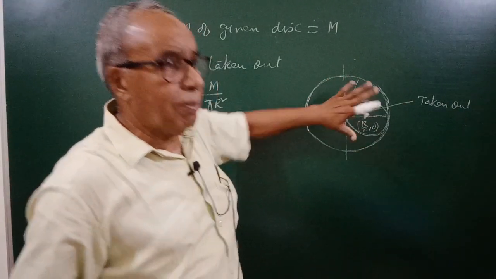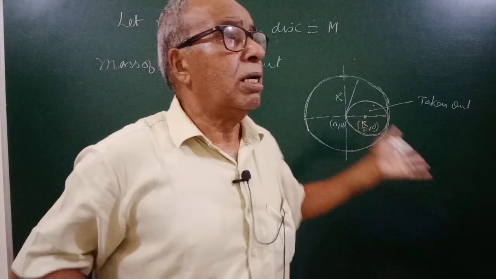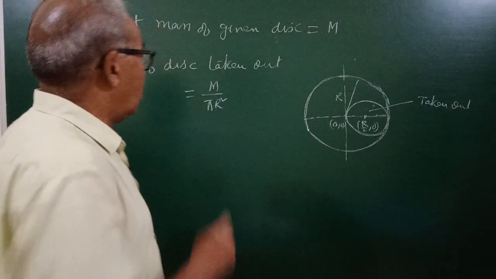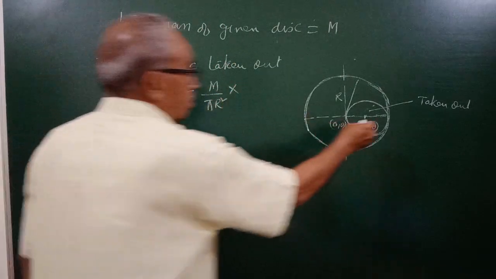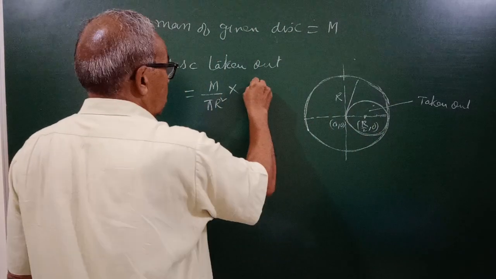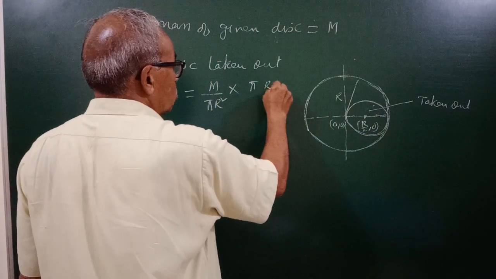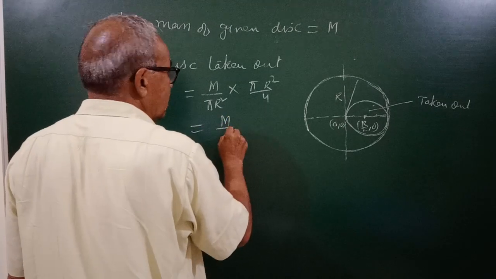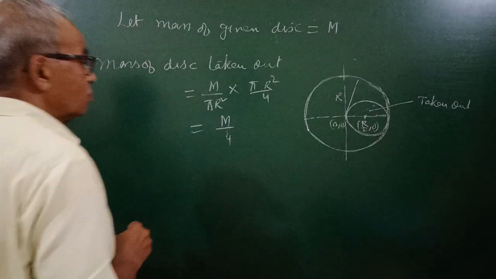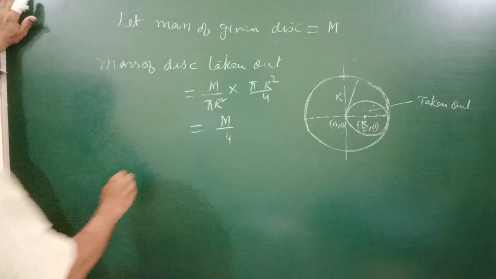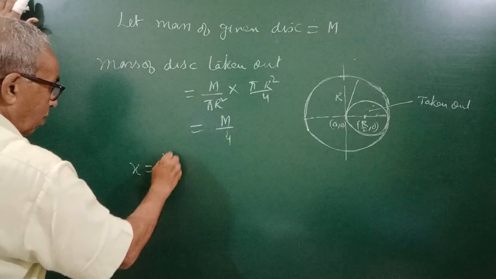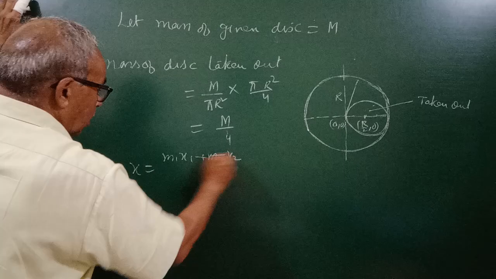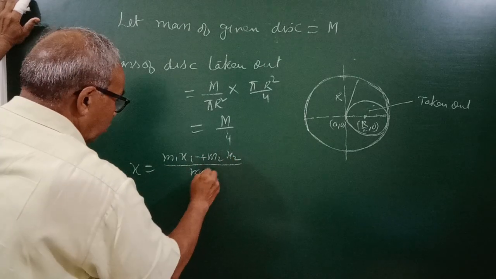Total mass is M, area is pi R square, and mass per unit area is M upon pi R square. And this area is how much? Pi (R by 2) square, means pi R square by 4, so it comes out to be M by 4. Now x equals m1 x1 plus m2 x2 upon m1 plus m2.